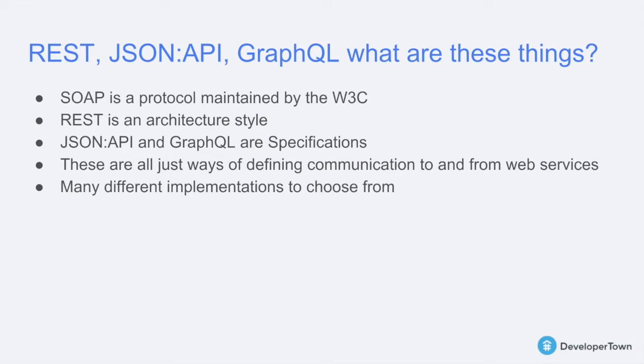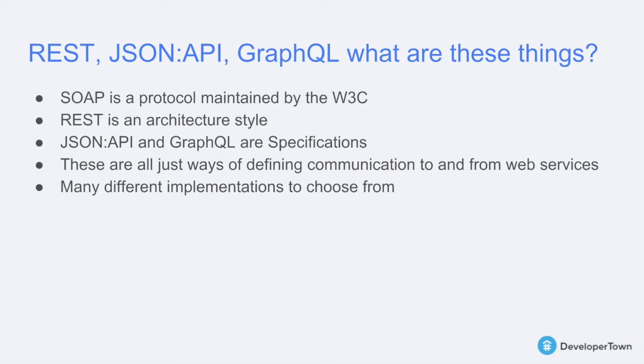JsonAPI and GraphQL, those are specifications. JsonAPI was drafted by Yehuda Katz in 2013, and the V1 spec was released in 2015. And GraphQL was developed internally at Facebook in 2012 and released publicly in 2015.